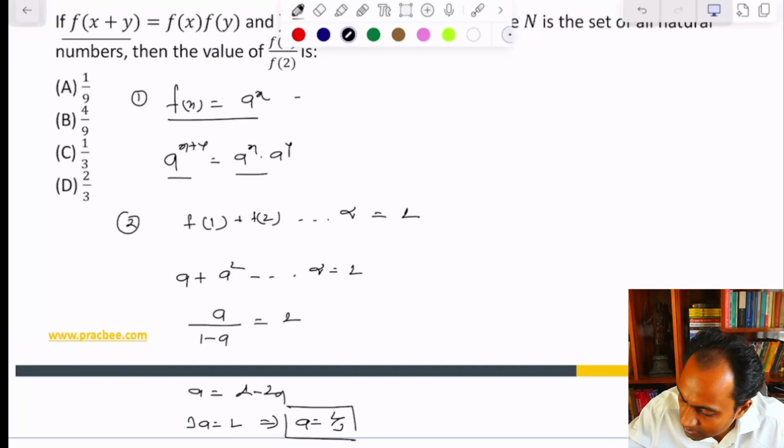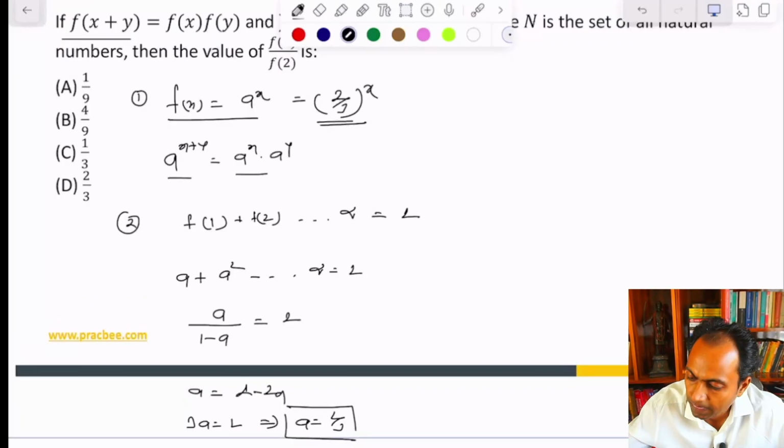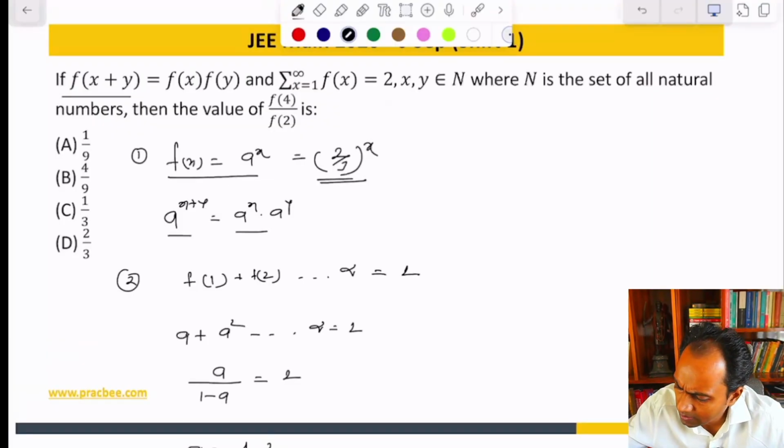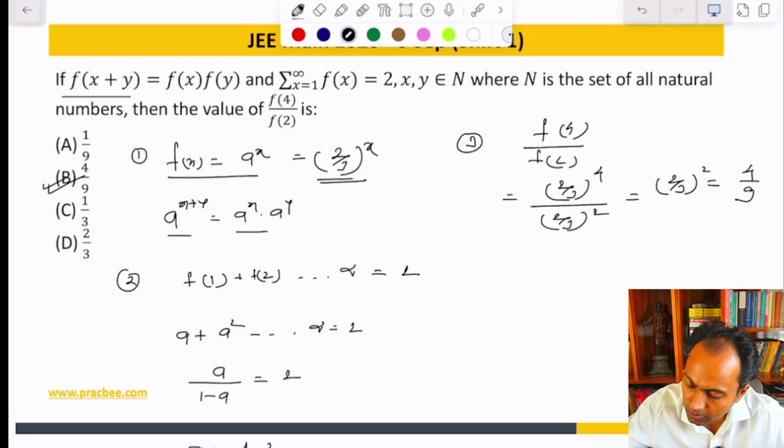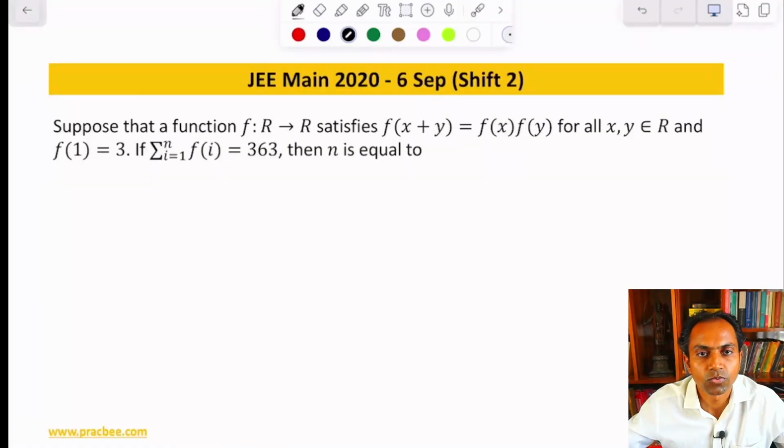You can see that this function is 2 by 3 raised to the power x. So once you have got this value, in the third part, what they're asking is what is the value of f of 4 by f of 2. If I just substitute 2 by 3 raised to the power 4 by 2 by 3 raised to the power 2, the answer will become 2 by 3 raised to the power 2, that is 4 by 9. So option B comes out to be correct. Now this 2020 question is exactly same with different values.